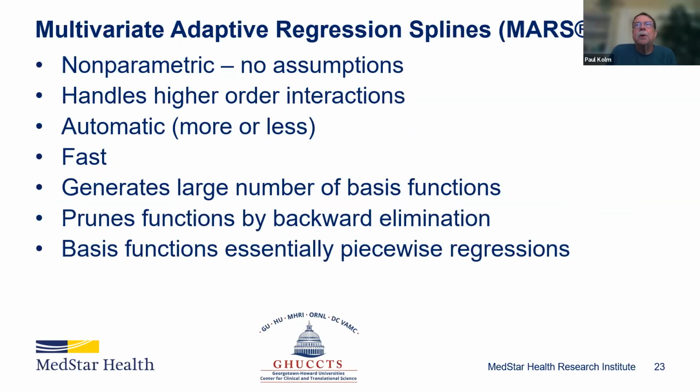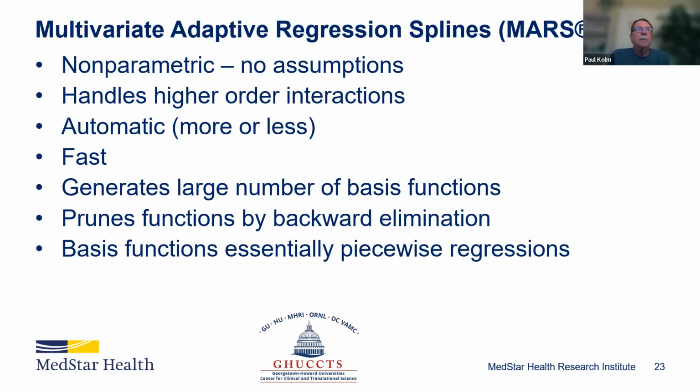Okay, so the next one I want to talk about is what's referred to as multivariate adaptive regression splines. This is also a really neat method, although it has its drawbacks as well. But it's non-parametric. In other words, we're making no assumptions about the distribution of any of the variables.